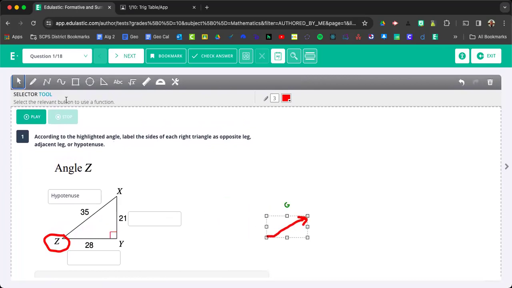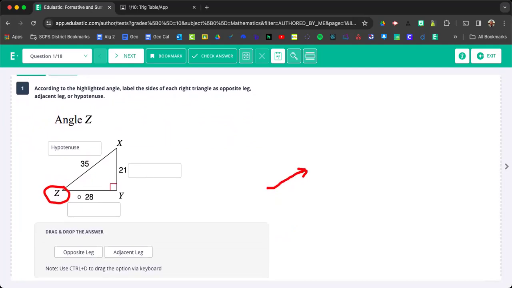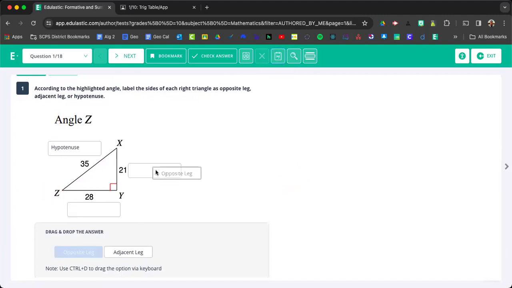Let me move this away. I don't know how to just get rid of it. But if you don't want to do that, what you could do is say, hey, this is my hypotenuse, and this is my other side that is touching angle Z. So that means it's going to be my adjacent side, okay? So I'm going to get rid of this right now and label this as opposite, label this as adjacent.